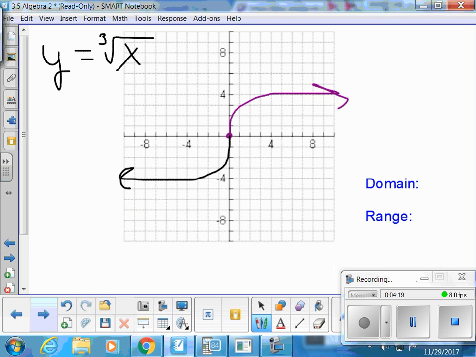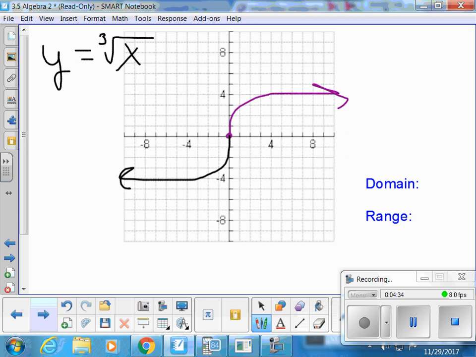Alright, what is this next shape? It kind of looks like a sideways snake, doesn't it? It's because it's the inverse of x to the third. It's the cube root of x. So it's like the sideways snake looking thing. What would be your guess as far as the domain and range?